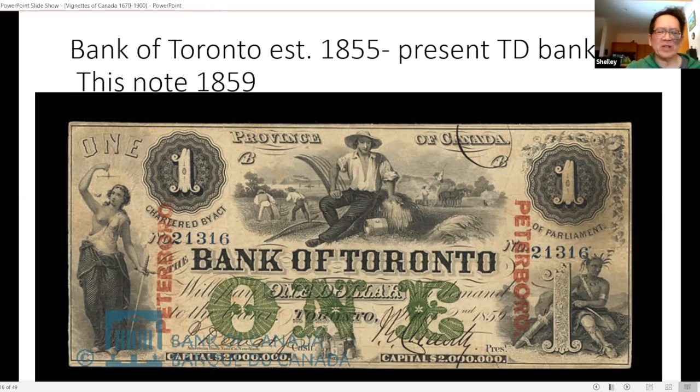So here's the note for the Bank of Toronto. And again, redeemable in Peterborough, which is now somewhat of a suburb of Toronto. Peterborough was really an agricultural hub, and that's why the Bank of Toronto wanted to be there. If you notice, though, it does say Province of Canada on it, unlike the Quebec notes that just said Province of Quebec. So it gives you the idea that Quebec has always considered itself a bit separate from the rest of Canada.